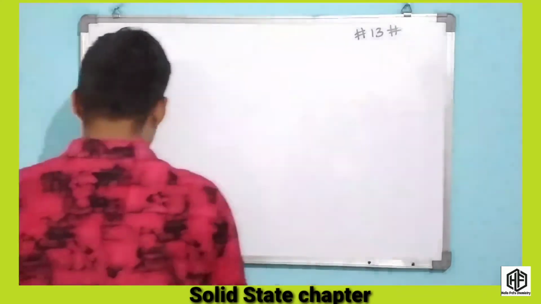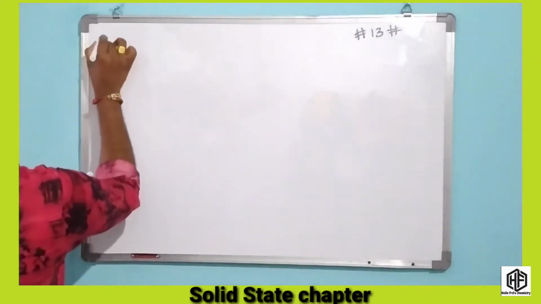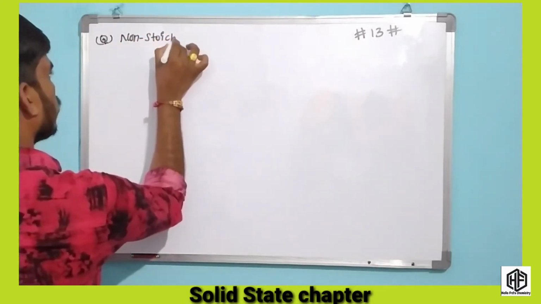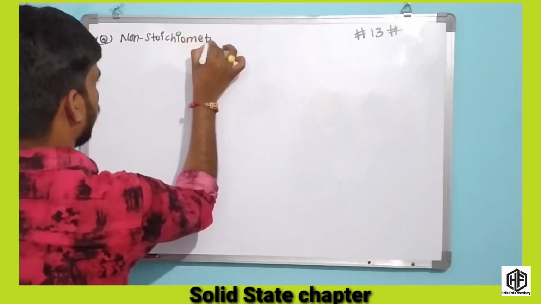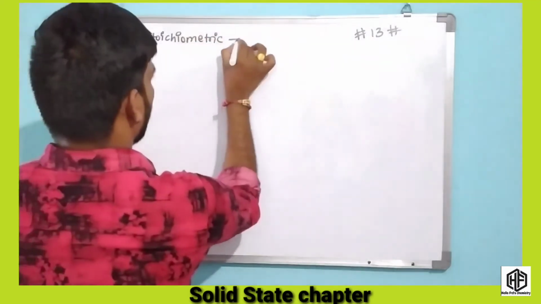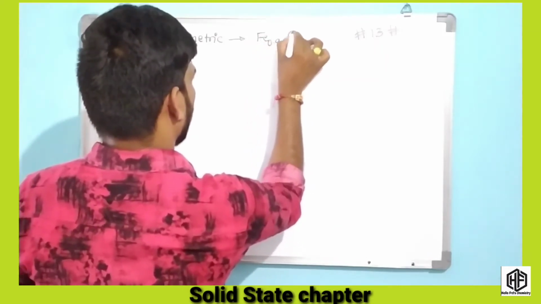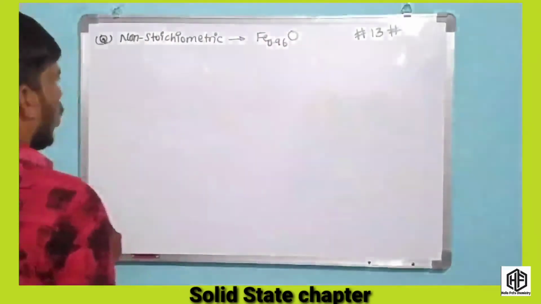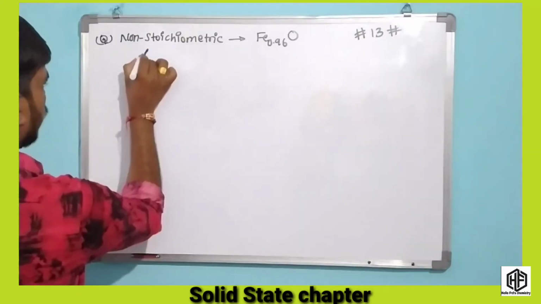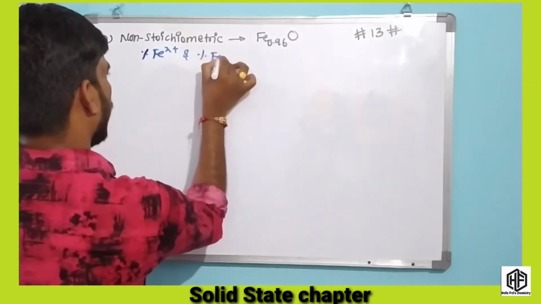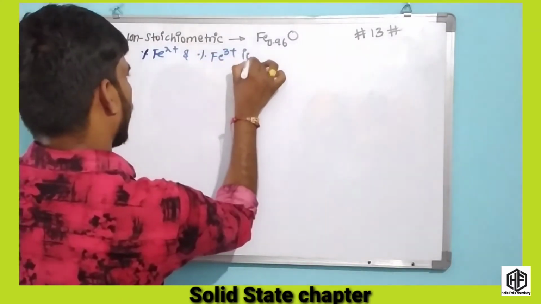Okay friends, in so many competitive exams, one more important question is asked on this concept. The question is: in the non-stoichiometric compound Fe0.96O, what is the percentage of Fe2+ and the percentage of Fe3+ ions?